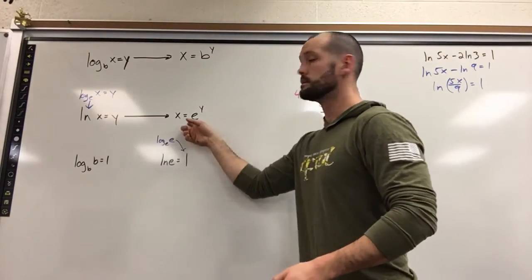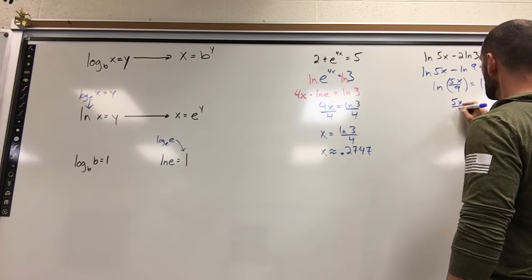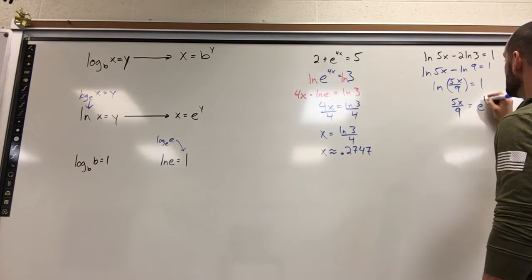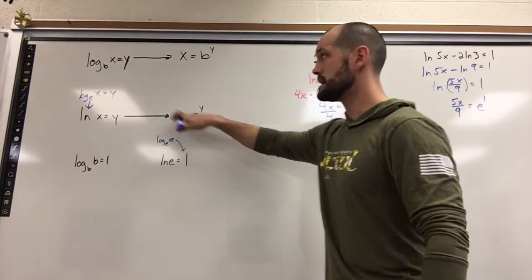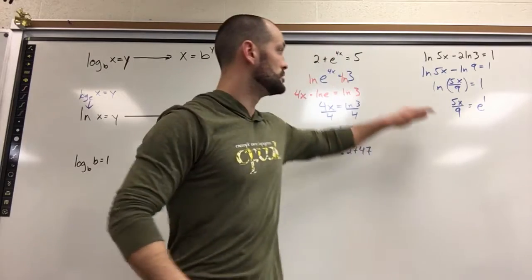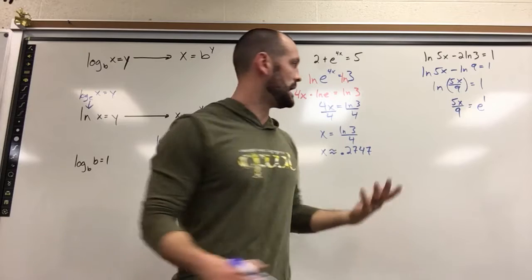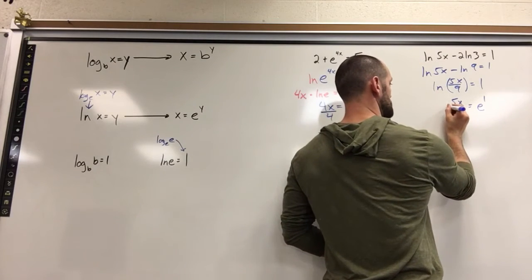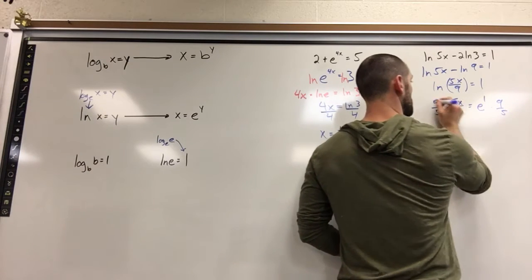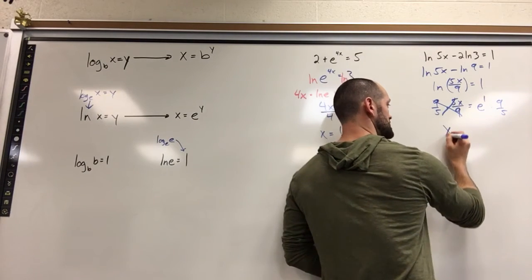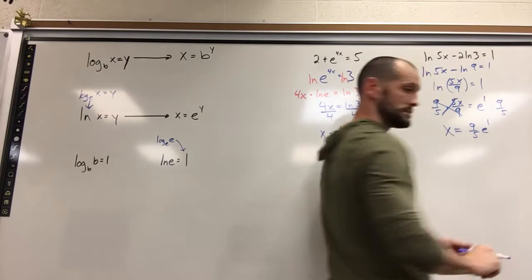So this becomes 5x over 9 equals e to the first. Makes sense? It's the same transition. Same transition you do with logs, you are doing with the natural log. And again, it's calculator time. To get rid of the fraction here, I'm going to multiply by 9 over 5. So I know that x is equal to 9/5 e to the first.